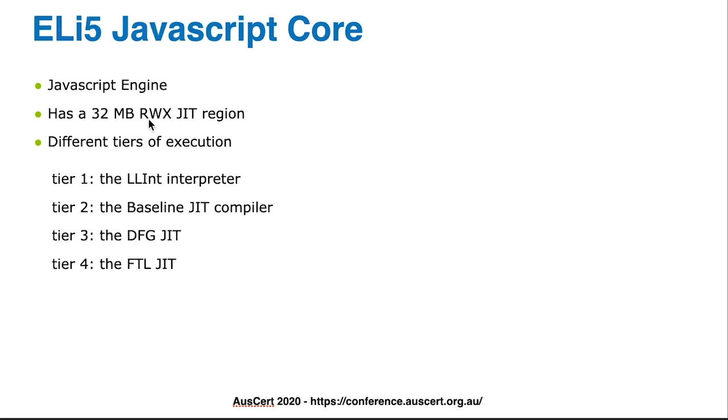In JavaScriptCore, you have a 32 MB read-executable JIT region, and there are several tiers of execution when you want to execute JavaScript code. Only the first one is the interpreted one. All the other 3 are compilation.